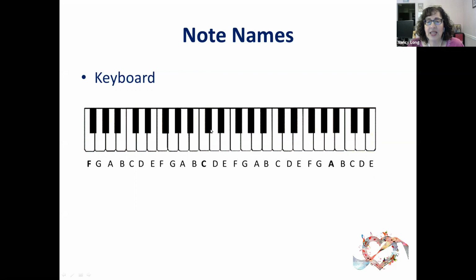So in the case of C to D, since there's a note in between, it's two half steps, so it's a whole step. From D to E, same thing. But from E to F, it's only a half step. And from B to C, only a half step.